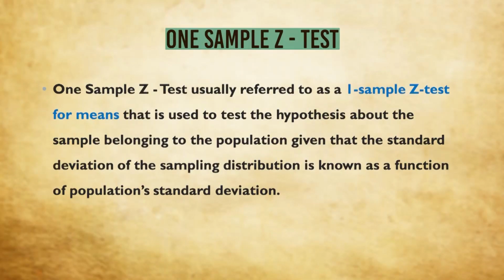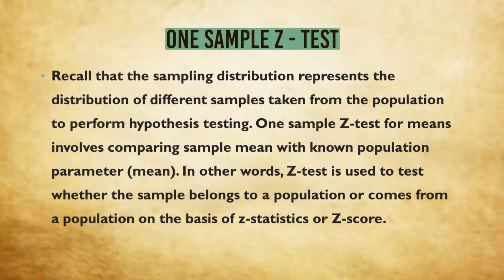One sample Z test, usually referred to as a one sample Z test for means, is used to test the hypothesis about the sample belonging to the population, given that the standard deviation of the sampling distribution is known as a function of the population standard deviation. That means basically the sampling distribution standard deviation has to be known in this situation. And here Z will refer to a standard normal distribution.